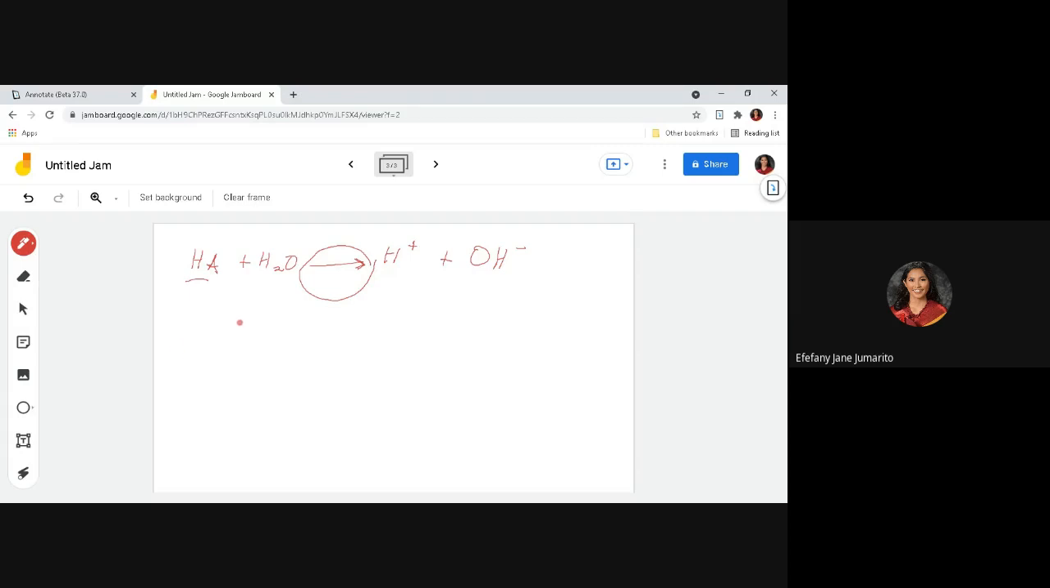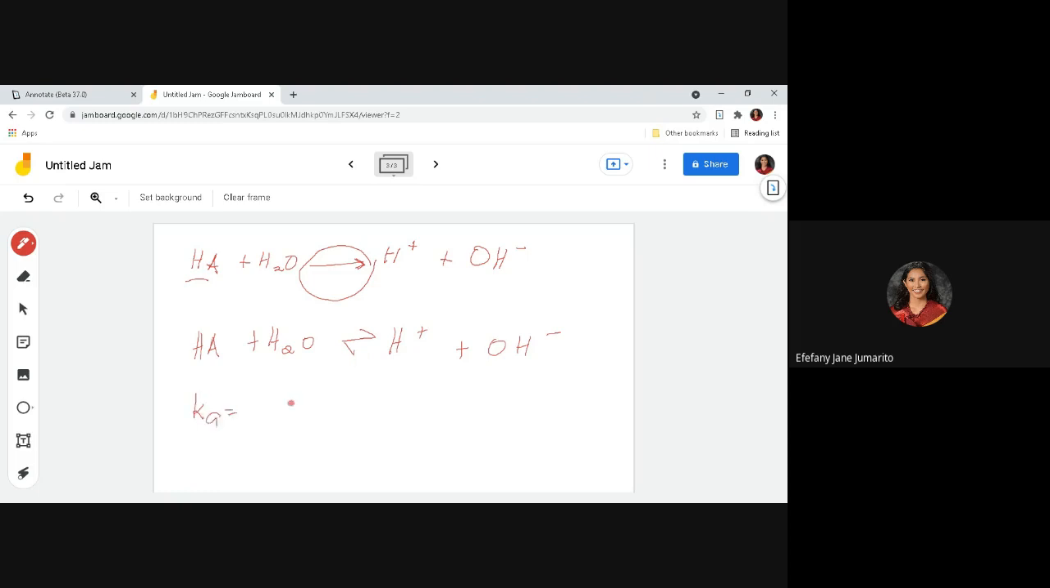But if we have a weak base or weak acid plus H2O, then we have a double-headed arrow there, meaning H plus and OH minus. So the product is the same, but notice that it's a double-headed arrow, meaning the forward and the reverse reaction will be equal. So there will be a forward and reverse reaction if we have a weak base and a weak acid. Now the calculation there will be more complex, so we will have a Ka.